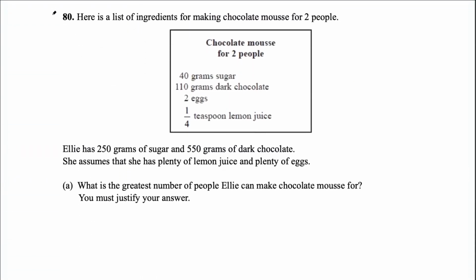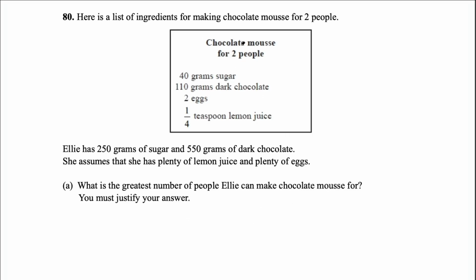Question 80 is actually very similar. It says, here is a list of ingredients for making chocolate mousse for 2 people. Ellie has 250 grams of sugar and 550 grams of dark chocolate. She assumes that she has plenty of lemon juice and plenty of eggs. What is the greatest number of people Ellie can make chocolate mousse for? You must justify your answer.